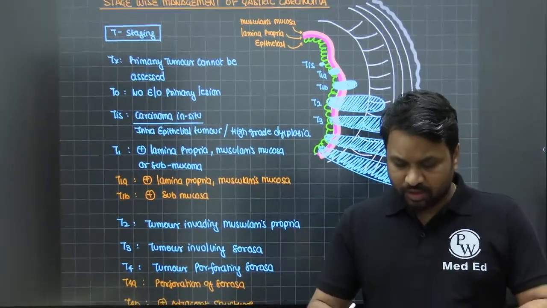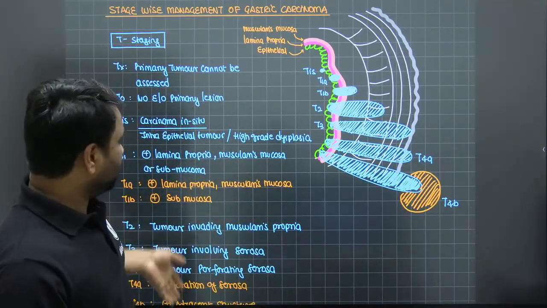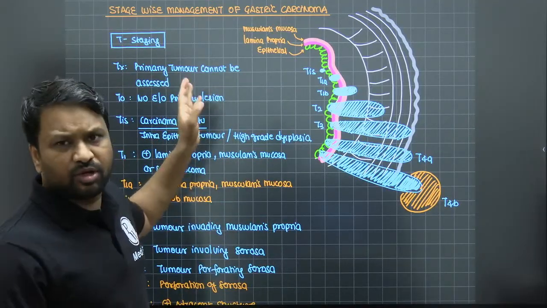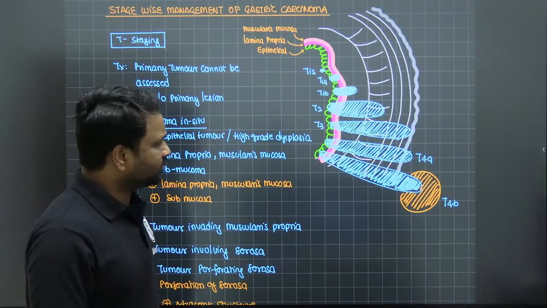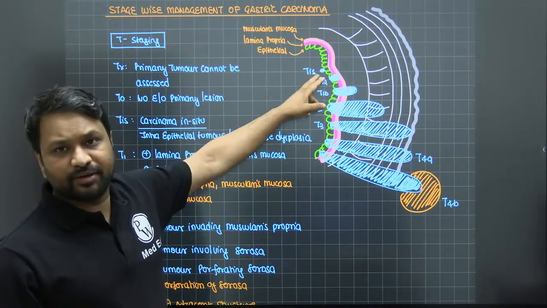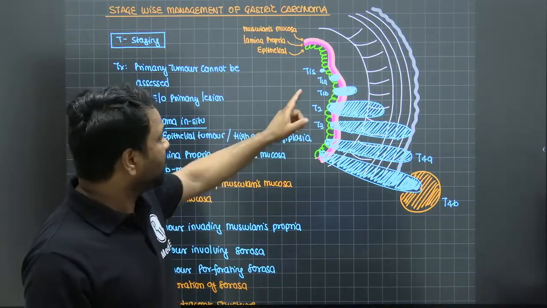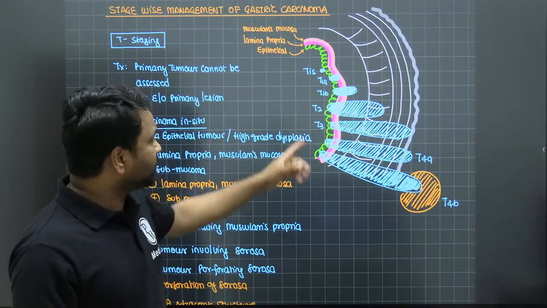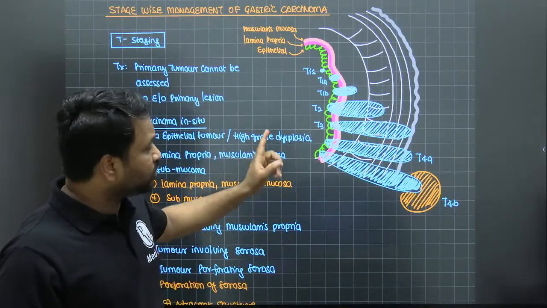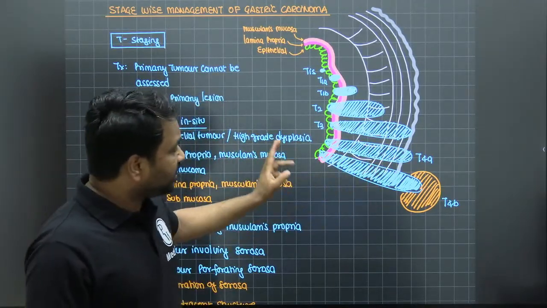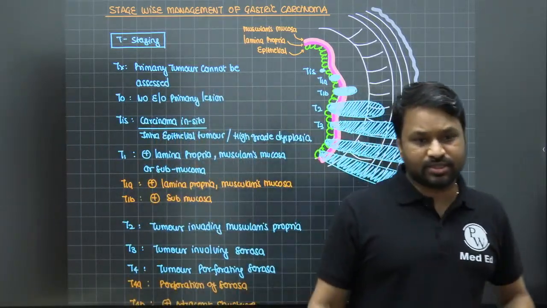So rather than trying to remember the entire data, just remember this particular diagram. So Tis if it remains in situ, T1A if it is involving all the way to the muscularis mucosa, T1B involving submucosa, T2 going into muscles, T3 invading the serosa but not beyond serosa, T4A is beyond serosa, T4B is adjacent organs, right?